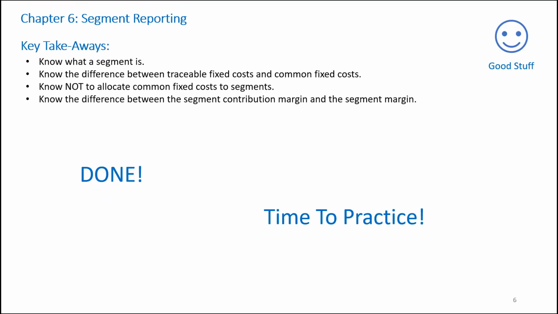Well, that's it. I told you this would be short and sweet. So the key here is to recognize and understand what a segment is. Second, to understand the difference between traceable fixed costs and common fixed costs. To understand that it'd be a mistake to allocate common fixed expenses to segments because they can't be traced and they don't really impact the performance of a specific segment. In other words, if that segment was gone, that common expense would still exist.